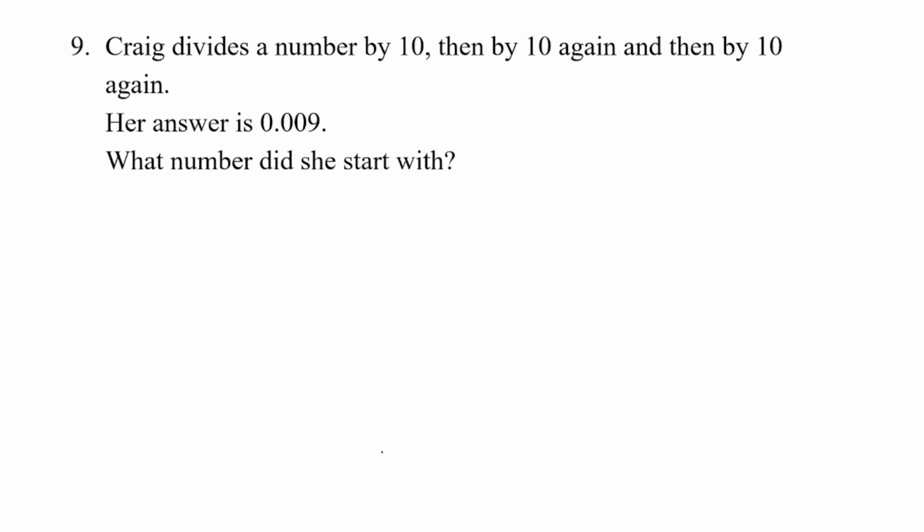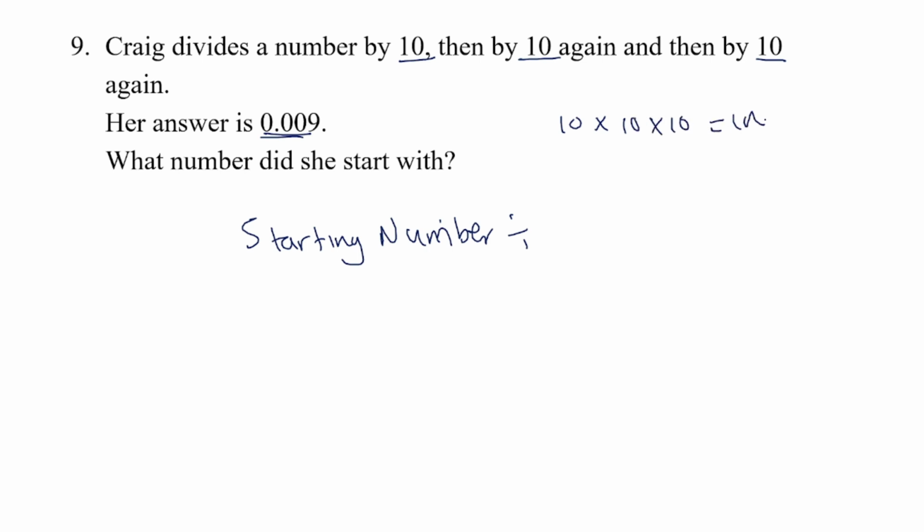But Craig divides the number by 10, then by 10 again, and then by 10 again. Your answer is 0.009. Starting number divided by what? You divide by 10, divide by 10, and divide by 10. So you are dividing by 10 times 10 times 10, which is 1000. This is like division by 1000. And then you're dividing by 1000 to get 0.009.